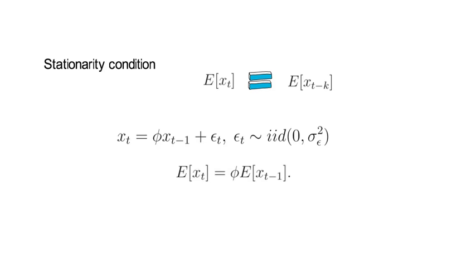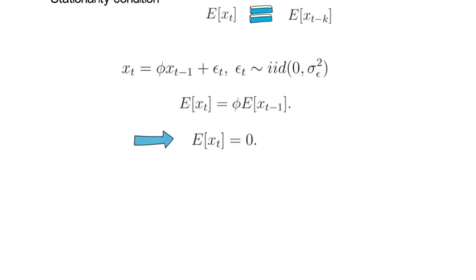Now, as both unconditional expectations need to be the same, as we just said previously, by stationarity, the expectation of x_t and the expectation of x_{t-1} are the same, the only solution that fulfills this equation would be if the expectation of x_t is indeed 0.